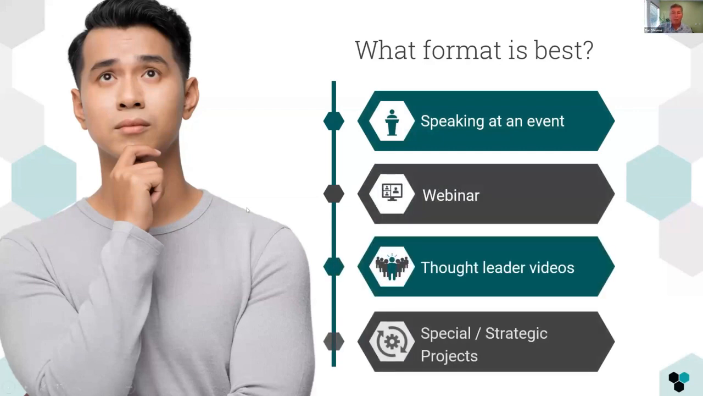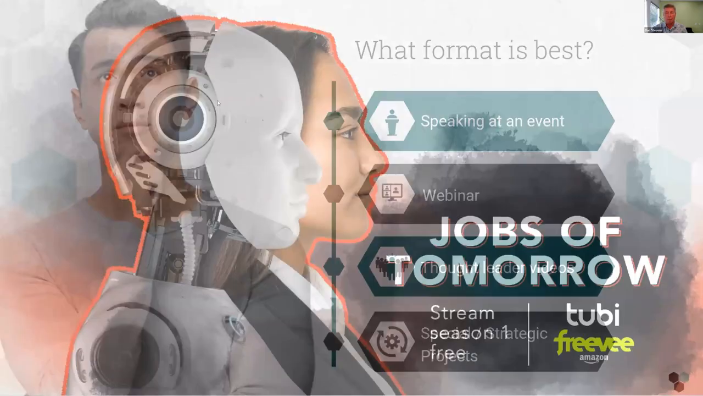What you have to decide is, what is the format? When is it I allow them to speak at an event? When is it a webinar, 30 or 60 minutes? When is it a 3 to 4 minute video, right? And when is it something that is part of a special project or a strategic initiative? Which might be something that you're thinking about.